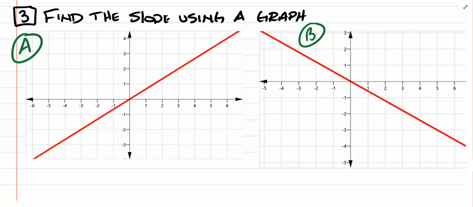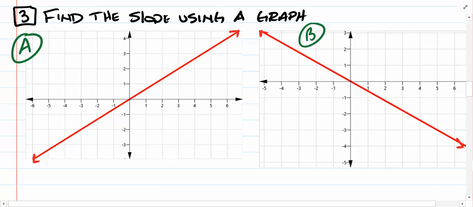Box 3 is an example. It says find the slope of the lines using a graph. Okay, so each one of these represents a line that goes on forever and ever. All right, and I've got graph A and I have graph B. So we want to figure out the slope of the line. So we want to figure out the rise, and then we want to figure out the run.